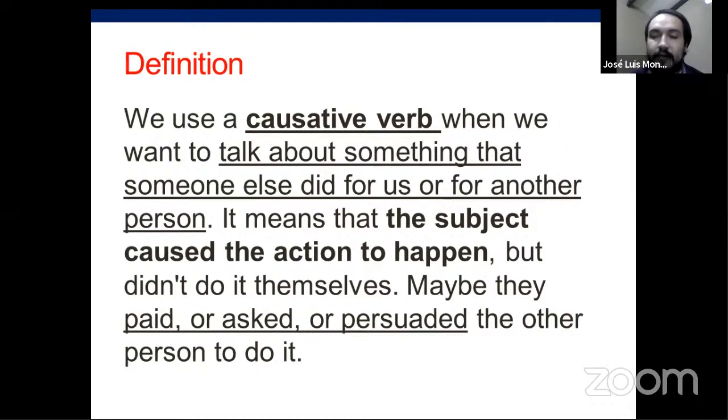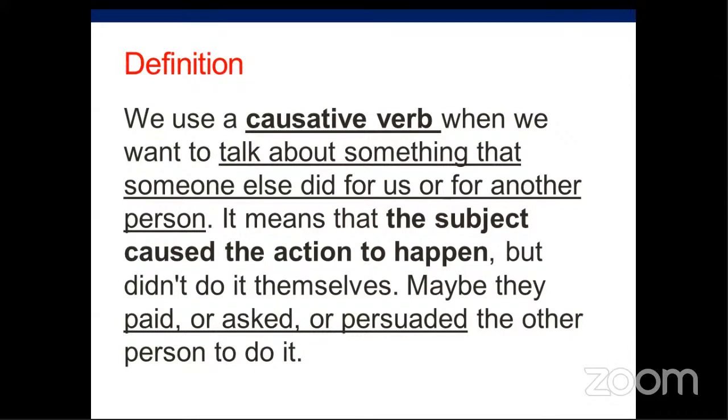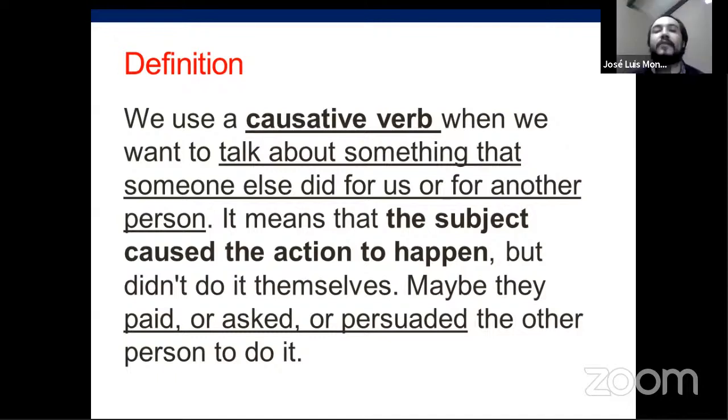Melissa, help me out with this, please. Definition. We use a causative verb when we want to talk about something that someone else did for us, for another person. It means that the subject caused the action to happen, but didn't do it themselves. Maybe they paid or asked or persuaded the other person to do it. Perfect. Thank you very much, Melissa.